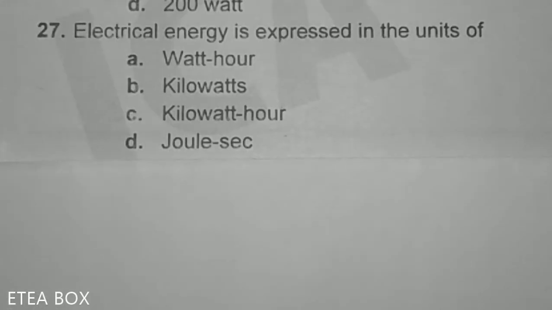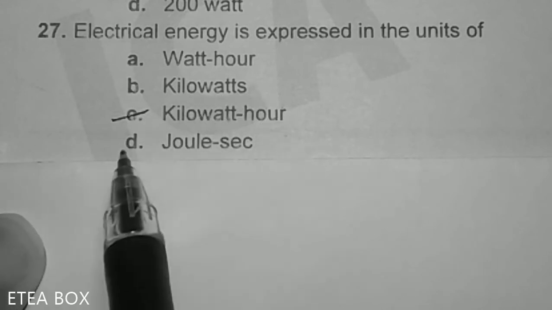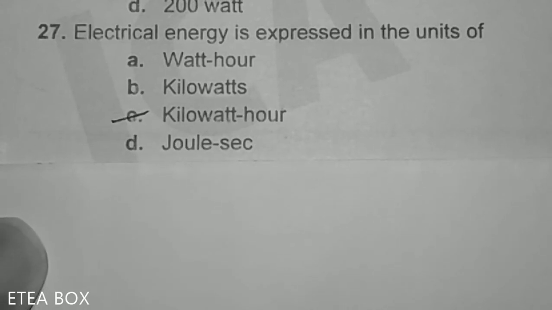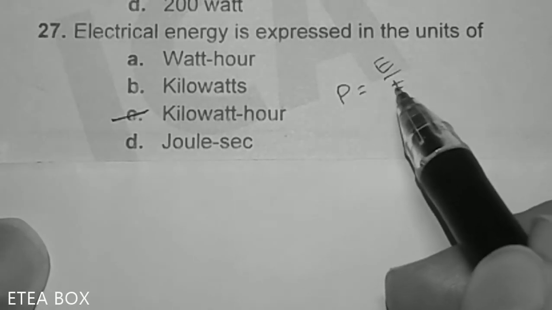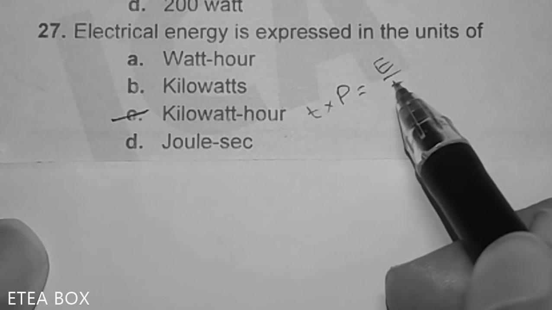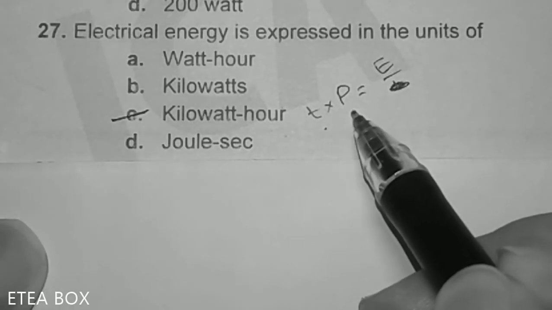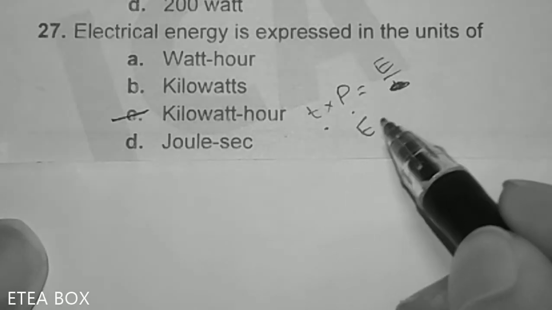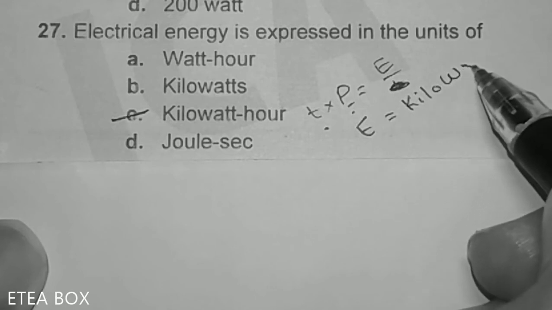Electrical energy is expressed in the unit of kilowatt hour, okay? Electrical energy is always expressed in the unit of kilowatt hour. Look, we know that power is equal to energy divided by time. Now bring this time here, so energy is equal to power times time. Like E is equal to, power unit is kilowatt into hour. So electrical energy unit is expressed in kilowatt hour.